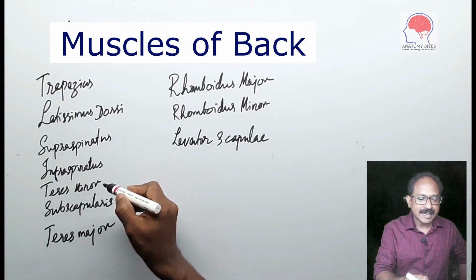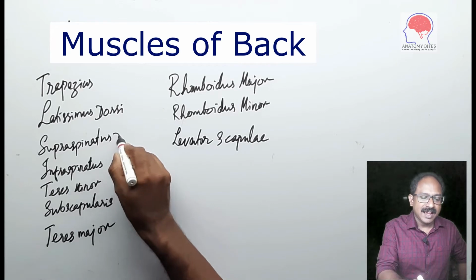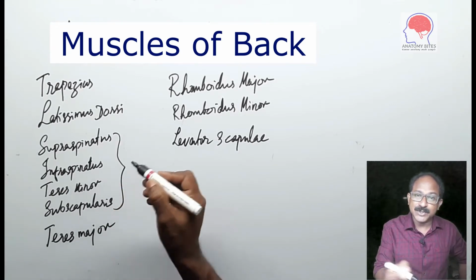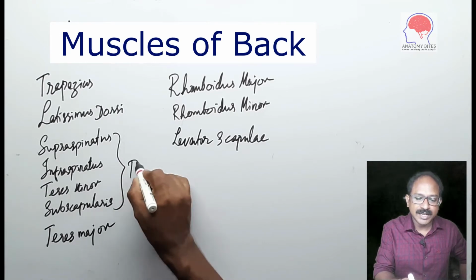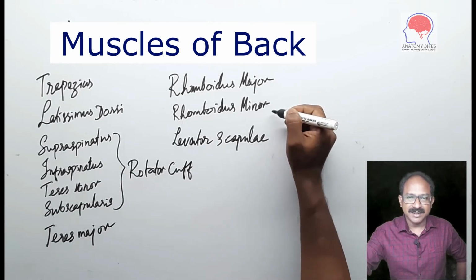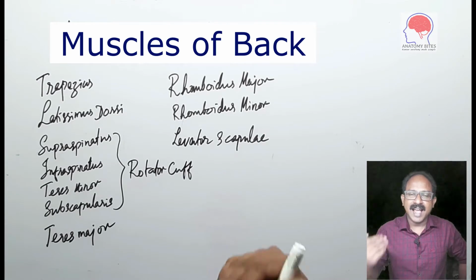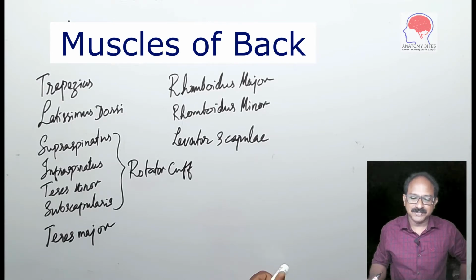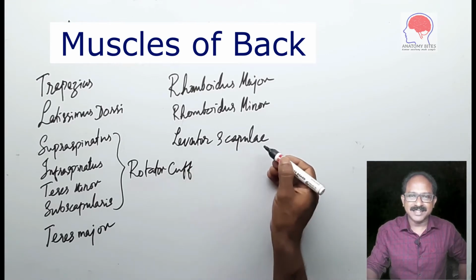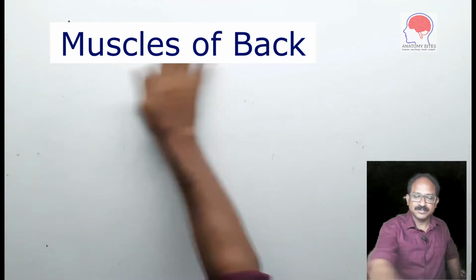Supraspinatus, infraspinatus, teres minor and subscapularis, these four muscles together have a very important role in the shoulder joint, and together are named the rotator cuff. The rhomboides major and rhomboides minor are two muscles by which the scapula is attached to the axial skeleton, to the vertebral column. The levator scapulae is one unique muscle attached to the scapula, and the name itself says what its function is. We will see these muscles one by one.